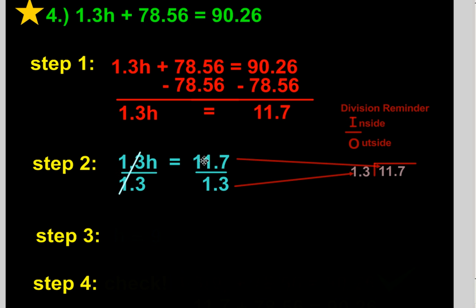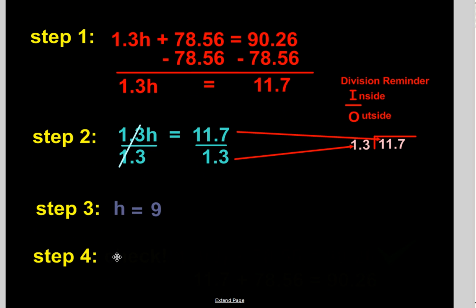remember that when you're dividing and you've got it set up in fraction form, it's always I over O. So the top number is going to be your inside number, which is the 11.7, and O, the bottom number, is always going to be your outside number, which in this case is the 1.3. Now you're going to have to go ahead and divide those, and remember you've got to move the decimals in each place so that you're not working with a decimal in the divisor. Once we go ahead and do that, you should come out with h equaling 9.